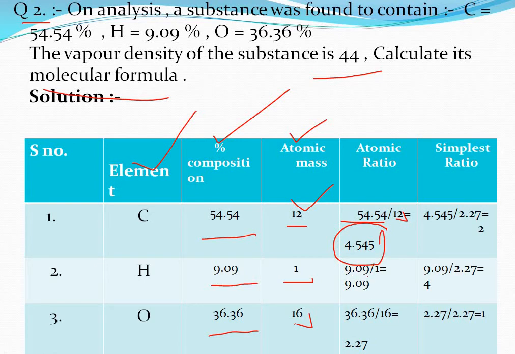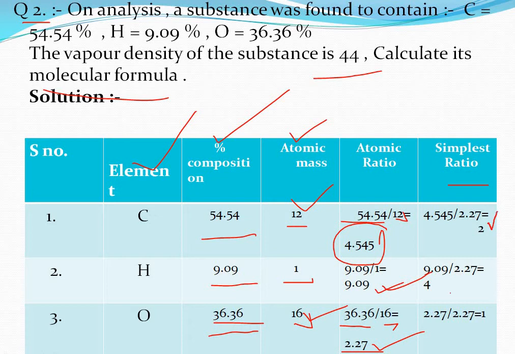Now second is 9.09, divide this by 1. 1 is the atomic mass of hydrogen and 9.09 is the percentage of hydrogen, so you will get 9.09 only. Now in the case of oxygen, the atomic mass is 16 and the percentage is 36.36. So divide 36.36 by 16 and you will get 2.27, right? Now out of 9.09, 4.545 and 2.27, which is the lowest one? 2.27 is the lowest. So divide all these values by 2.27 to get the simplest atomic ratio, right?